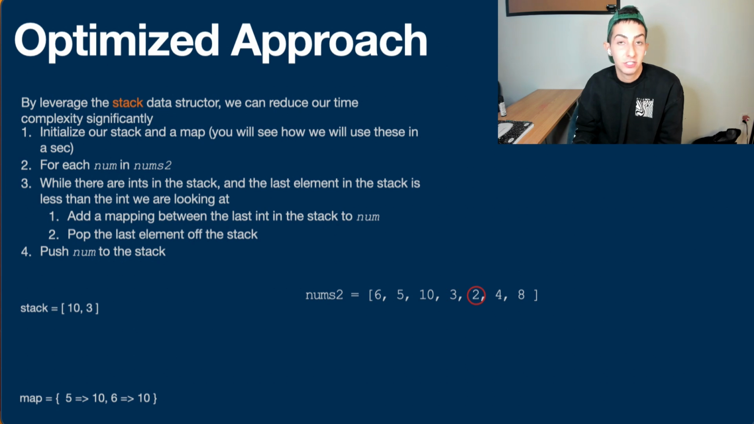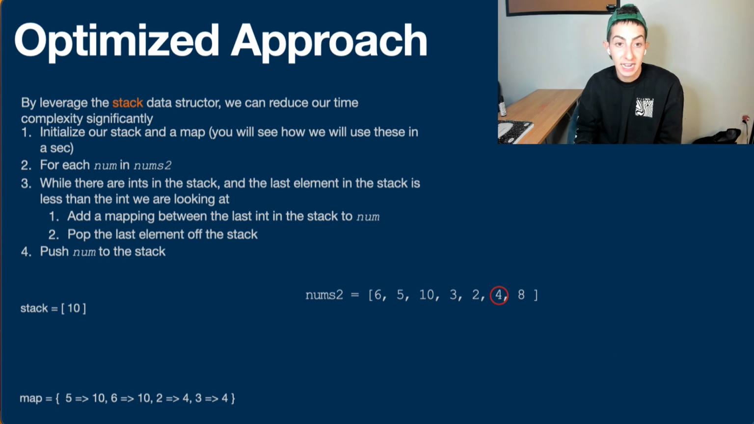Okay, then we look at 2. 2 is not greater than 3, so we push it to the stack. 4 is greater than 2, and there are numbers in the stack. So what happens when 4 is greater than the last element in the stack? We make a mapping. So now we make a mapping between 2 and 4, and we pop 2 off the stack. 4 is also greater than 3. So what do we do? We create a mapping from 3 to 4. 3 gets popped off the stack.